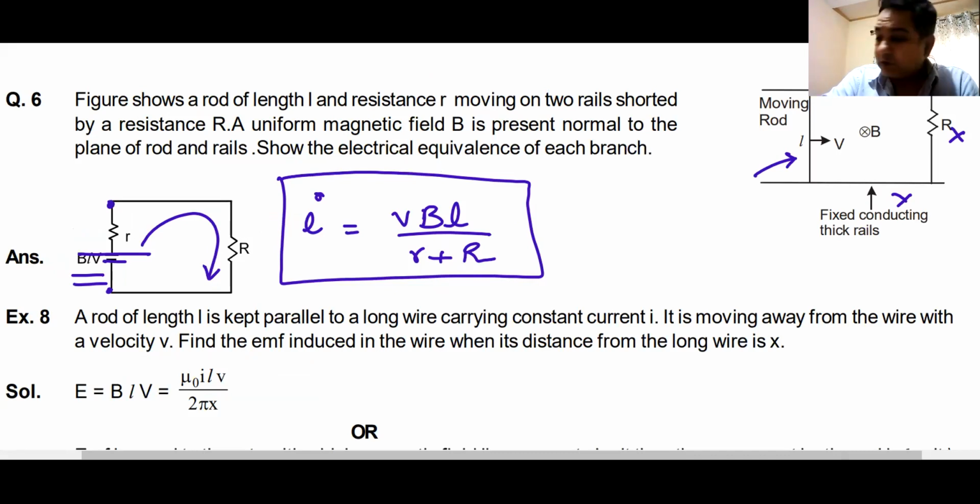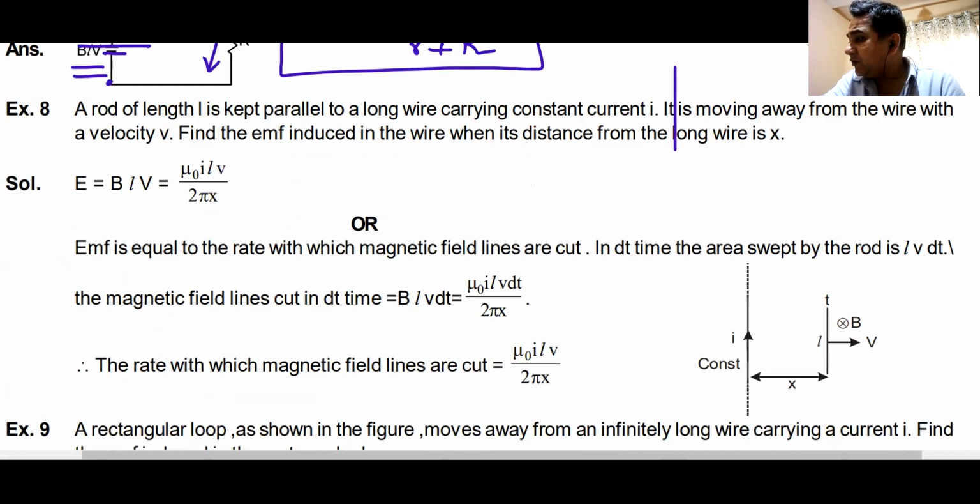Okay, here is one more example. The more examples you do in this case, the better it is for you. A rod of length L is kept parallel to a long current carrying wire I. It is moving away from the wire with a velocity v. Find the EMF induced when the distance from the long wire is x. Can you tell me the answer?